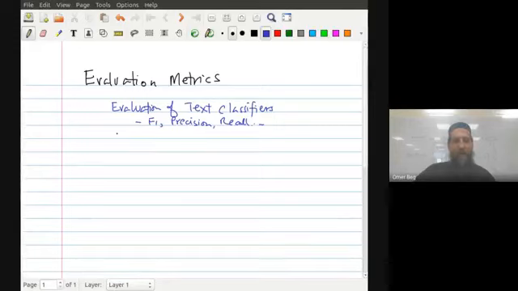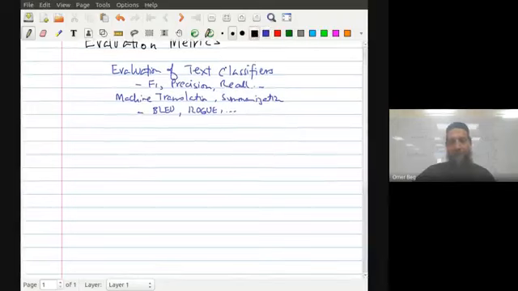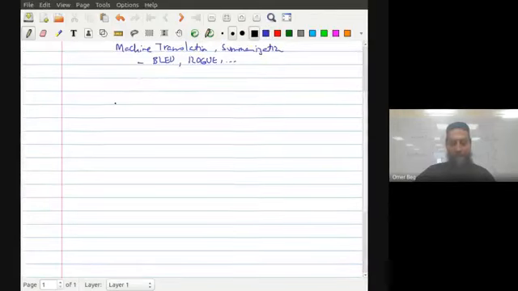And then there are other algorithms like summarization and machine translation that are actually generative algorithms. For these algorithms, we have other metrics such as the BLEU score, the ROUGE score, etc. So there are many evaluation metrics. Let's start with the evaluation of text classifiers.